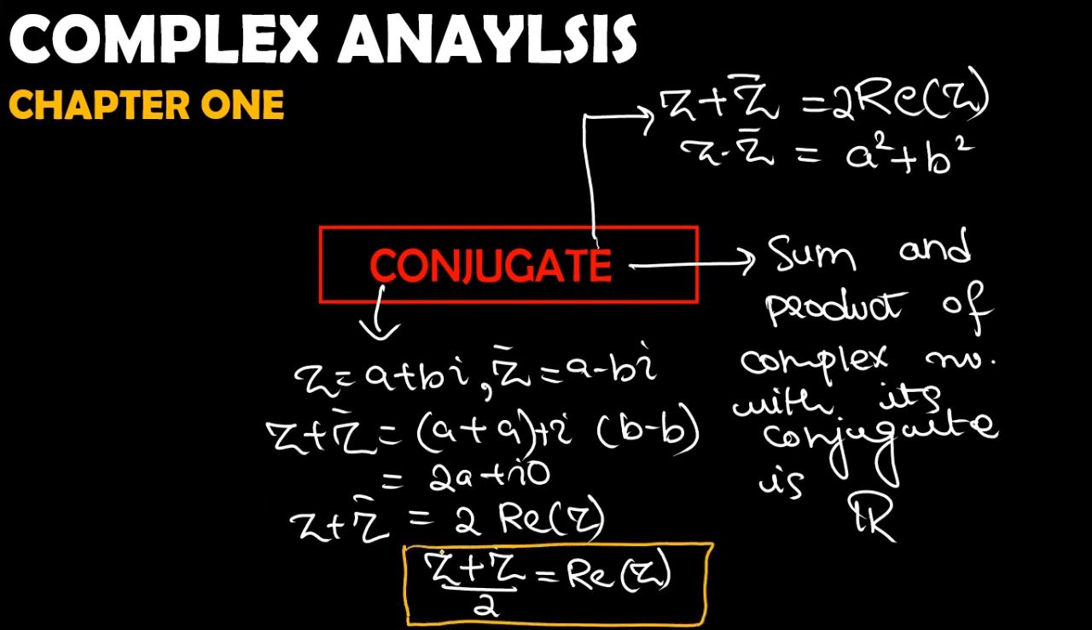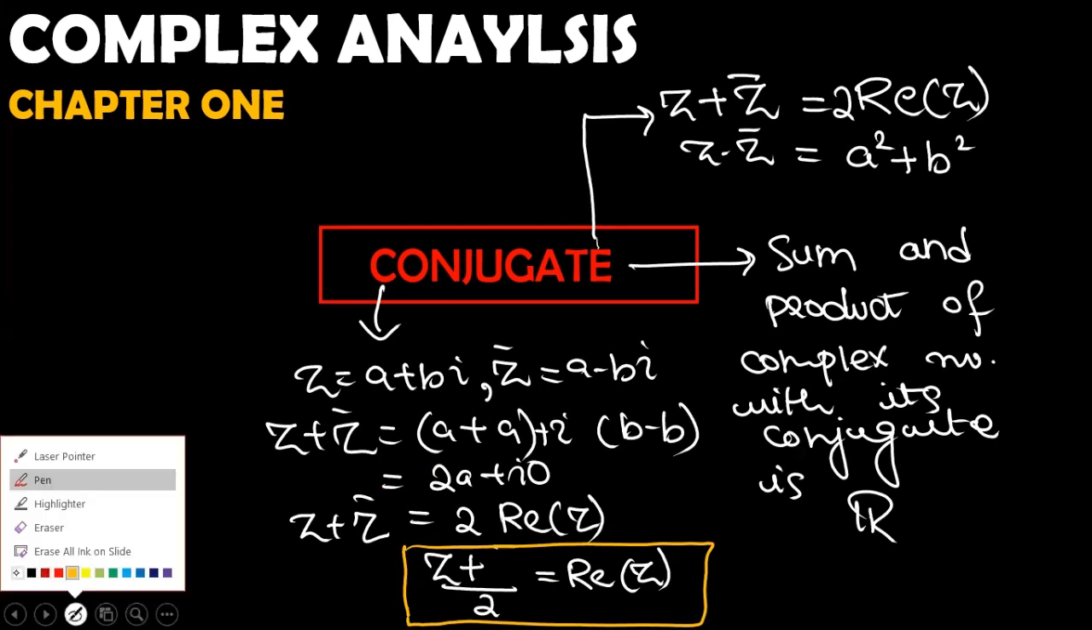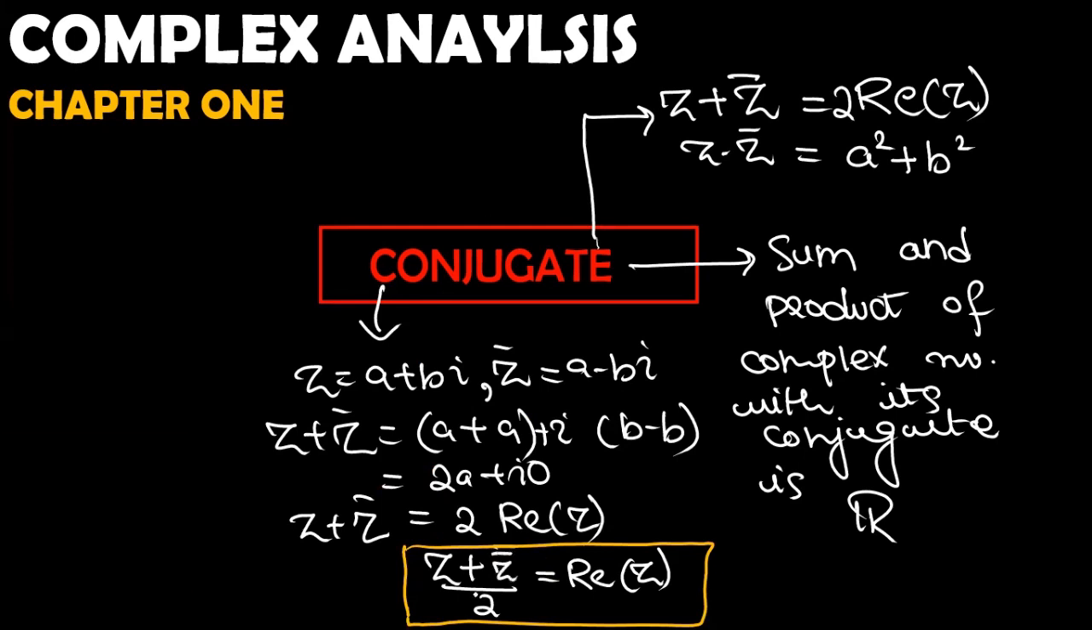So always remember that z plus z bar over 2 is equal to the real part of z. Okay, real part of z.